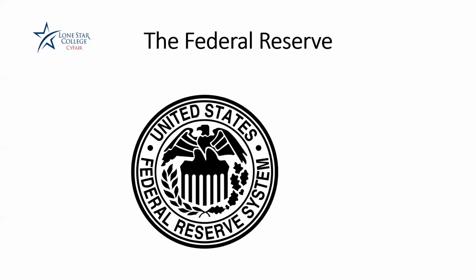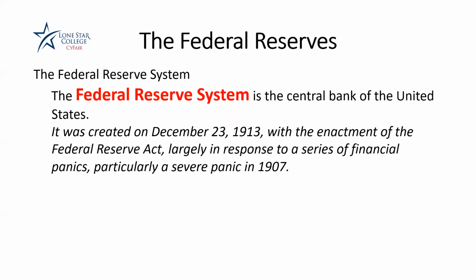So for the monetary system, we had the Federal Reserve at the top, and then we had all these commercial banks and thrift institutions at the bottom. Now let's look at the Federal Reserve and the structure of the Federal Reserve, and then we will talk about the money market, which is also an important part of this chapter.